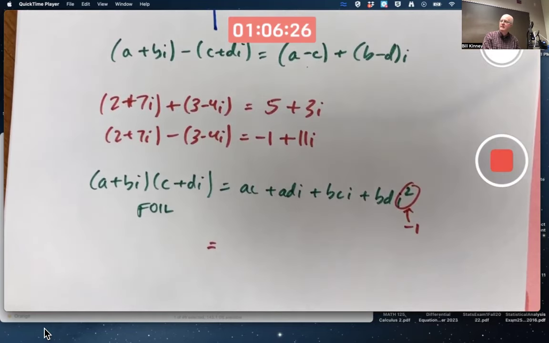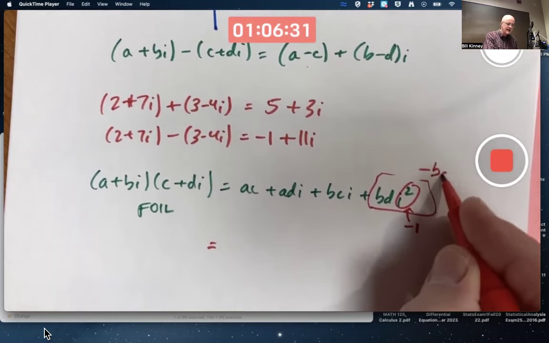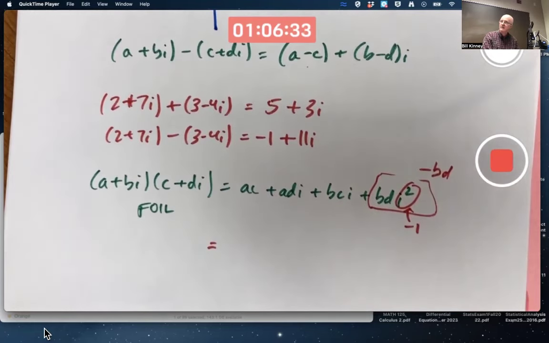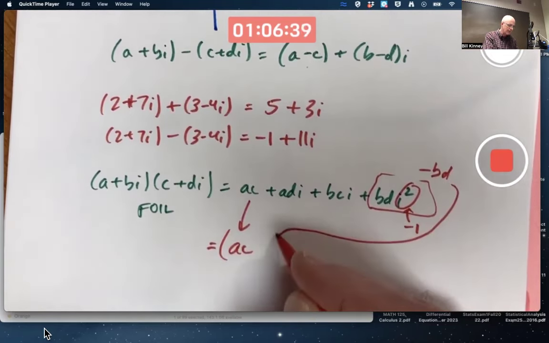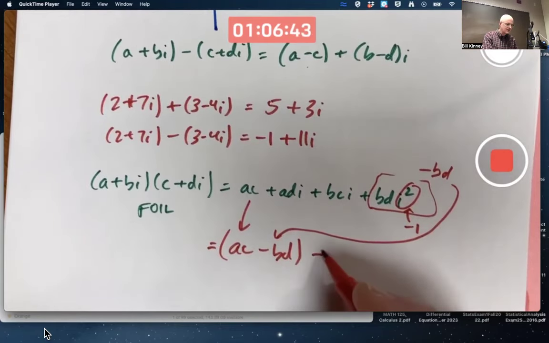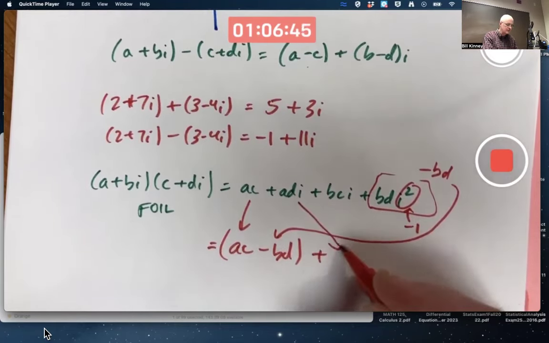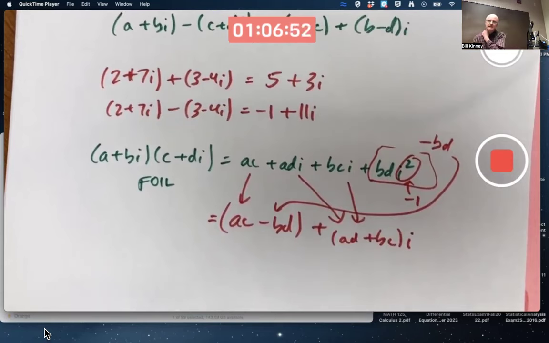Once you've replaced i squared with negative 1, this term becomes negative bd and doesn't involve an i anymore. And the real part of the answer is ac minus bd. And the imaginary part comes from these two terms as ad plus bc. Keep the i outside the parentheses.